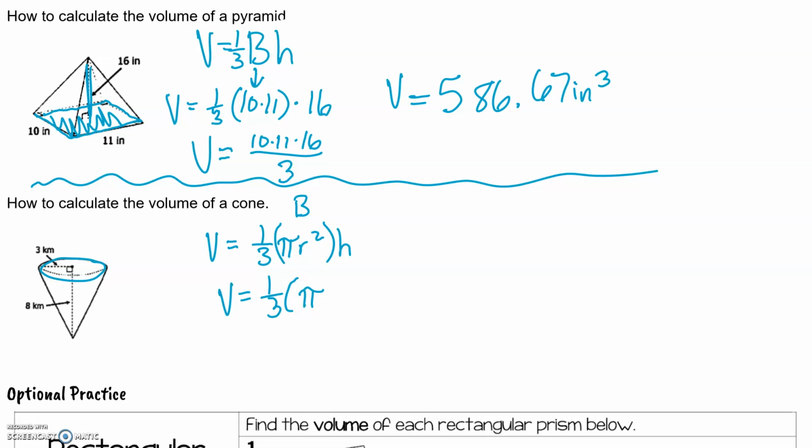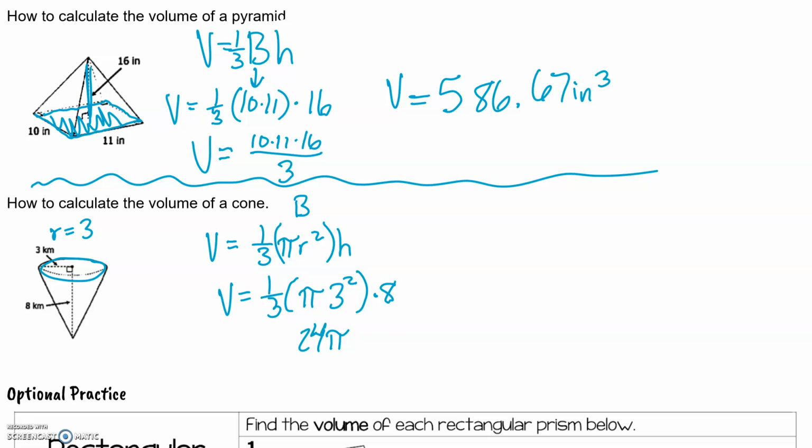Now our radius on this one, they gave us the radius, awesome. So that's going to end up being 3 squared times the overall height, which is going to end up being 8. Okay, 3 squared is going to end up being 9. 9 divided by 3 is just going to give me 3 pi times 8, which 3 times 8 is going to give me 24. So 24 pi would be our exact answer.